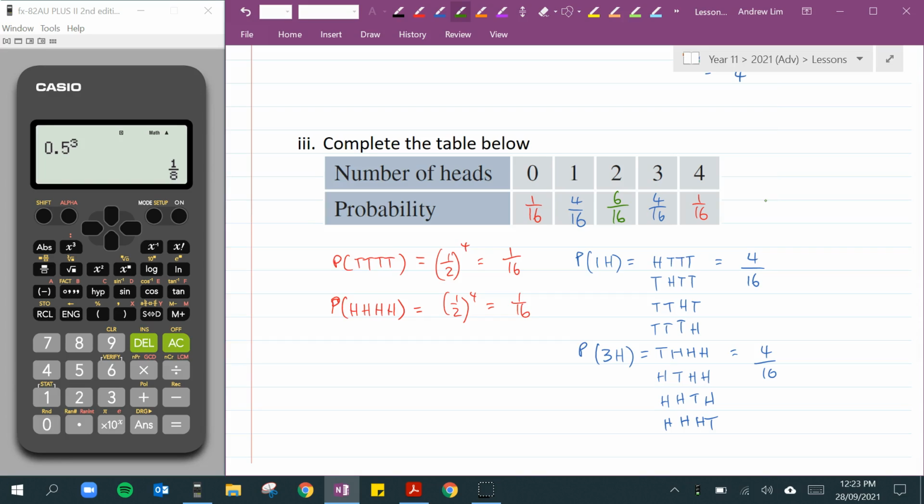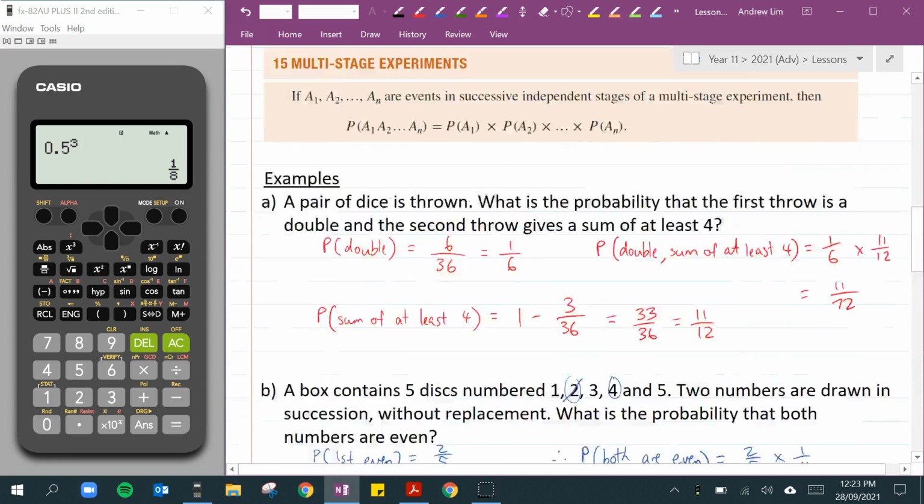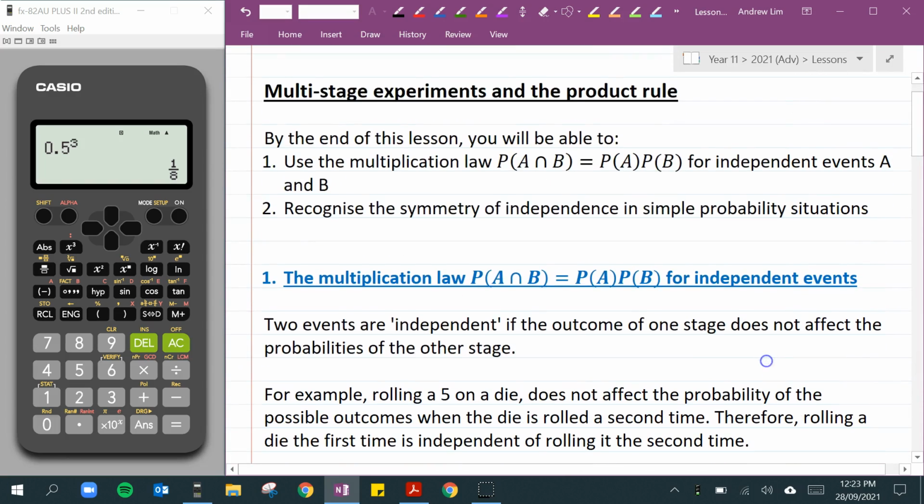Right, so I hope this helps. Now you should know how to use the multiplication law, where we times the 2 probabilities for independent events A and B, and recognize the symmetry of independence in simple probability situations. Thanks.